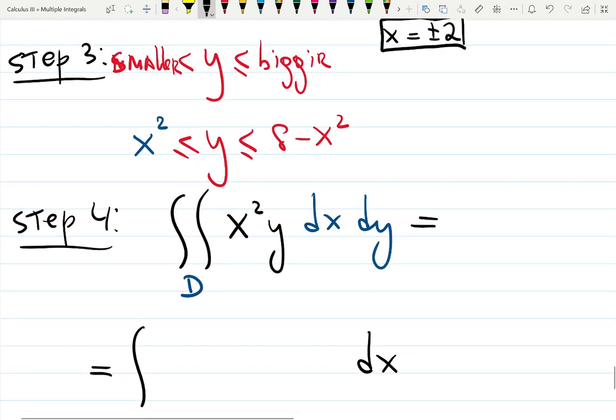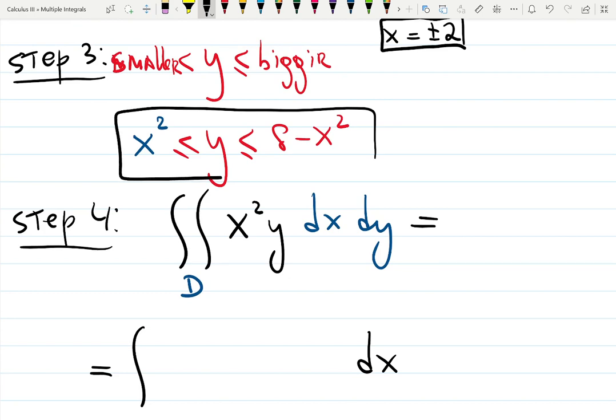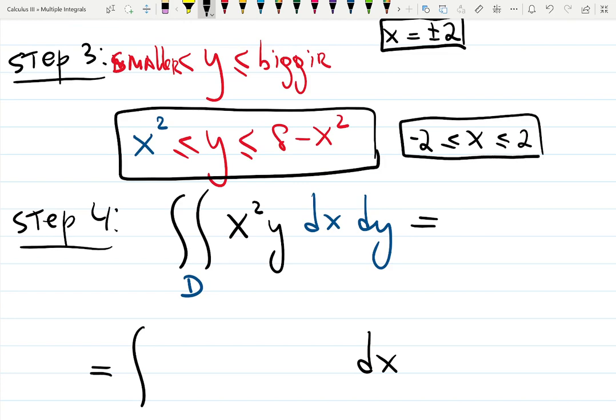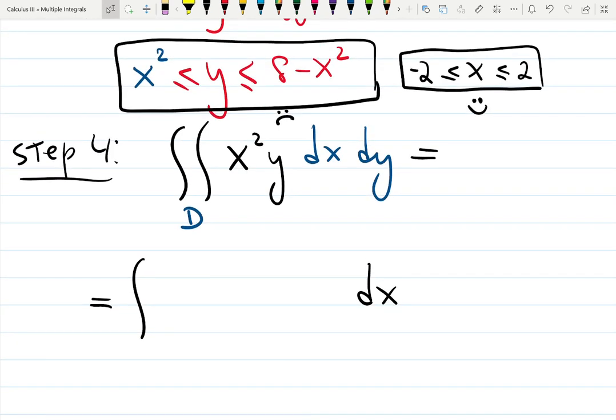dx has numbers. So while y is between functions, x is between -2 and 2. So that is easier. That is definitely a good case. That is not easy. So x is going to be from -2 to 2.